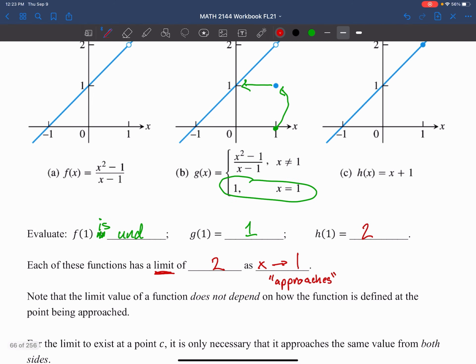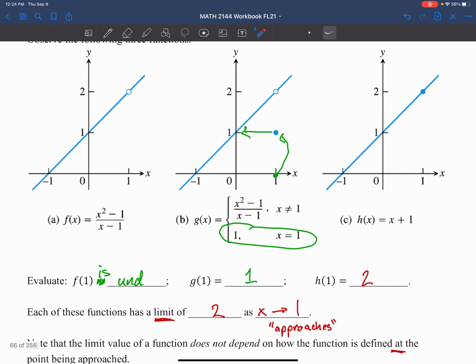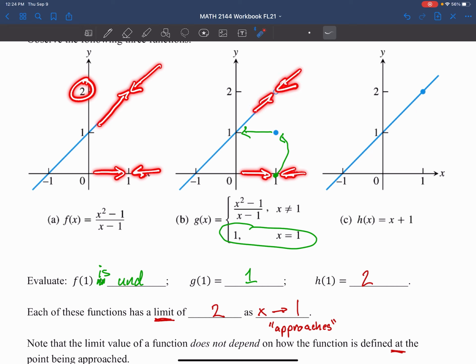So note that the limit of the function does not depend on how the function is defined at the point being approached. All three of those had very different behaviors at 1, but in all of these scenarios, if you were approaching 1 from both sides and translated those arrows to the graph, you would be pointing, in both of these cases, at 2. Does everyone see how I'm looking at this? I'm taking the x values, approaching from both sides, and translating those arrows to the actual graph. And if I'm pointing at the same y value, that's telling me the limit.